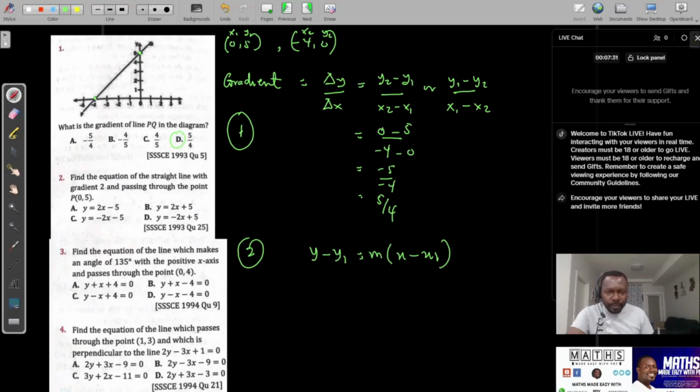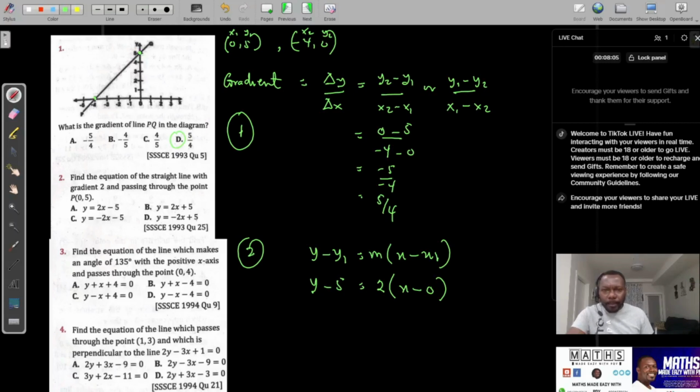Also, our x1, y1 are going to be the point P which has been given, and the gradient m is 2. So let's do our substitution. We have y minus 5, which is our y1, equal to m value, which is 2, multiplying x minus x1, which is 0. So going further, we expand and simplify. But remember, the possible answer has been left in the standard form. So it means y needs to be made the subject.